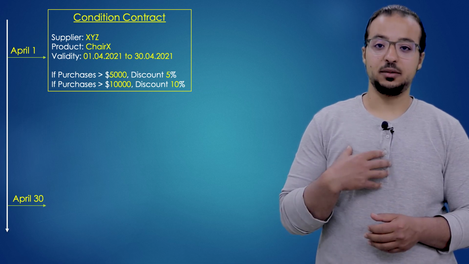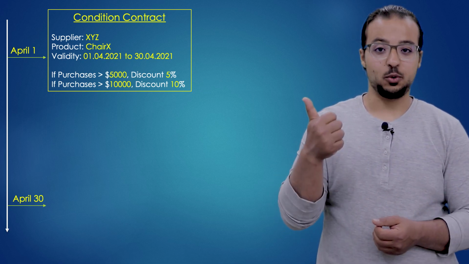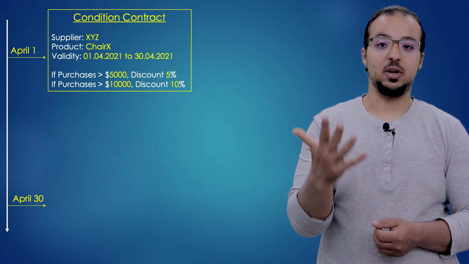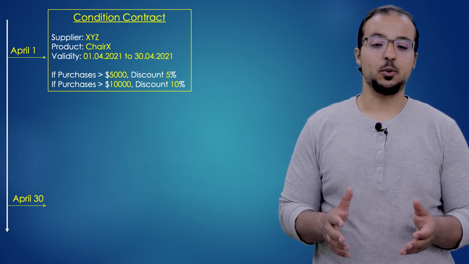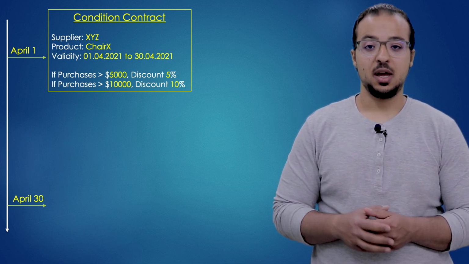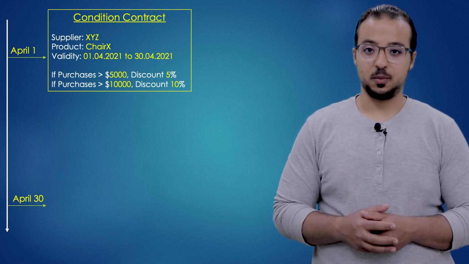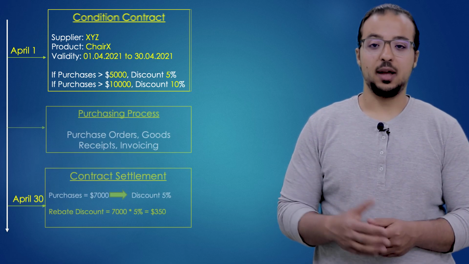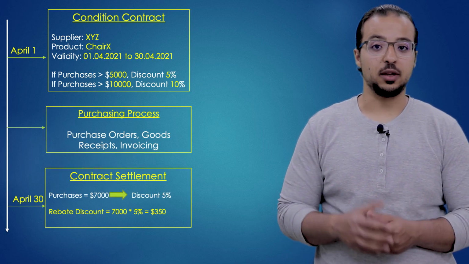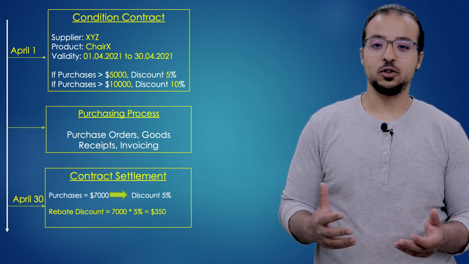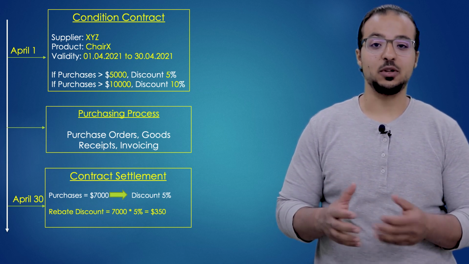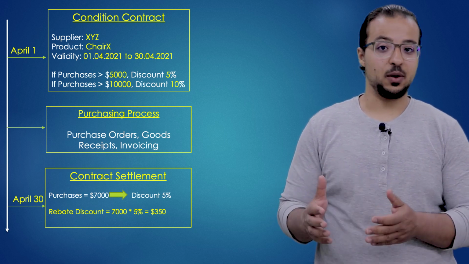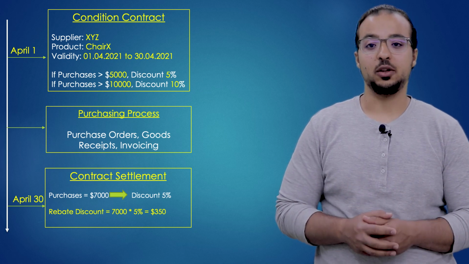It is an agreement between us and one of our suppliers that if we buy a certain product from this supplier within a certain period for a certain amount, we get a certain discount. So we start the process by creating this agreement in our system, and the agreement will include all the details I just mentioned. And then through the month of April, we are going to buy the product from the supplier. And at the end of April, the supplier is going to check the total value that we achieved. So let's say, for example, we achieved the total value of 7,000 USD. This means we should get 5% discount. So if we multiply 7,000 by 5%, we get a discount of 350 USD.